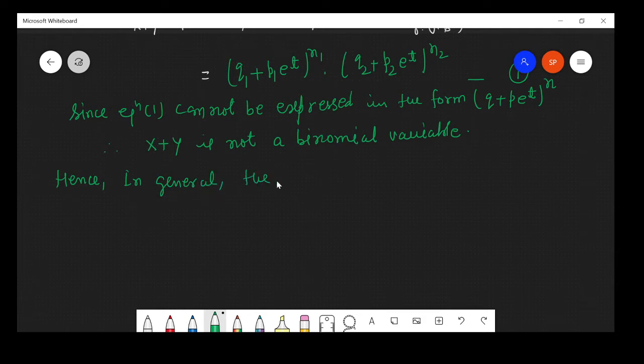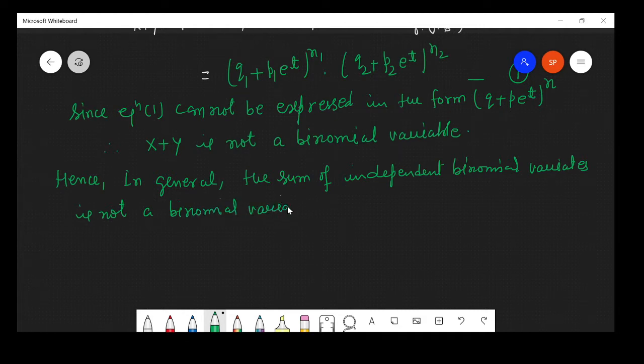the sum of independent binomial variates is not a binomial variable. This is the important part. The sum of independent binomial variates is not a binomial variable. In other words, we can say that the binomial distribution does not possess the additive or reproductive property.